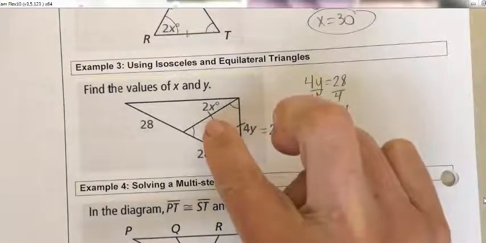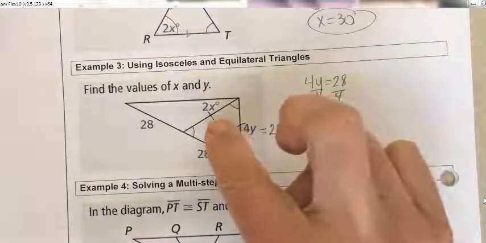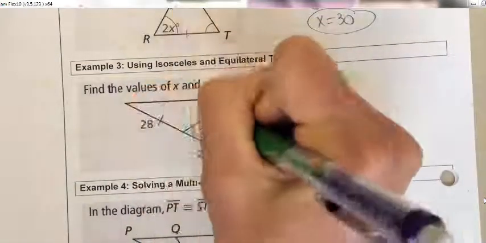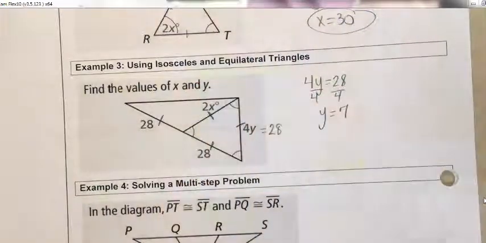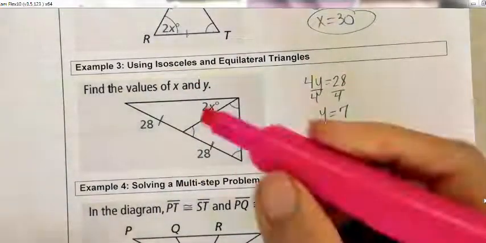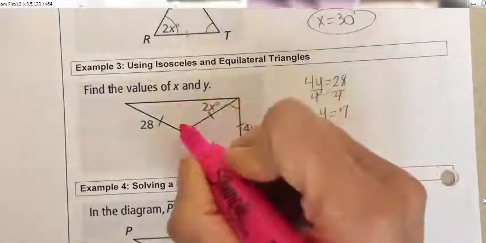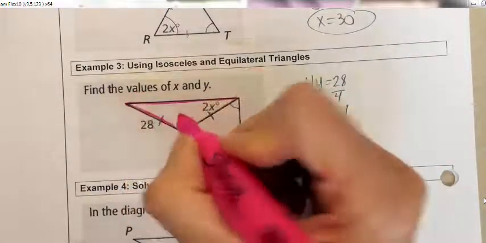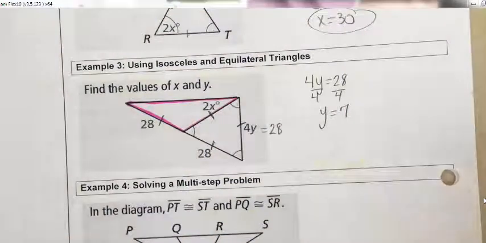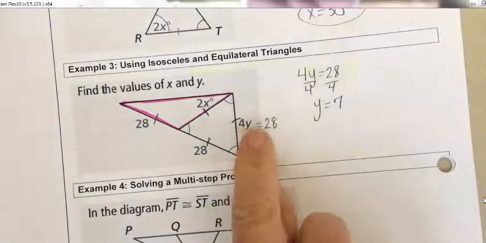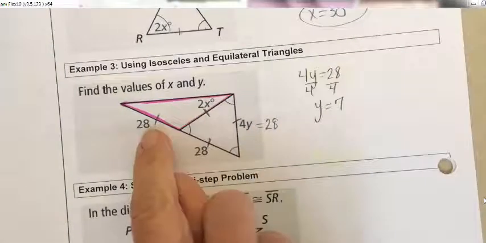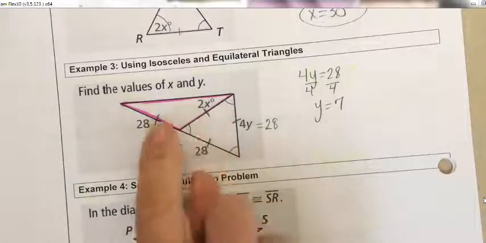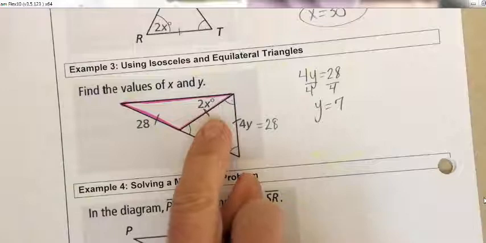So this side here is 28, and so is this side. So now I've got this isosceles triangle. So this, let's see, let's maybe use pink. This triangle right here is isosceles. Once again, every single side here was going to be 28. Well, so is that side. We don't know what that side is. But so these two sides are 28. So I know it's isosceles.